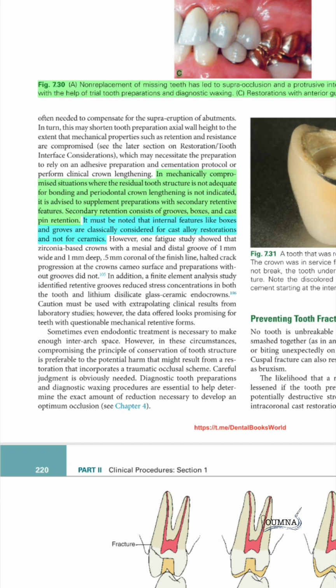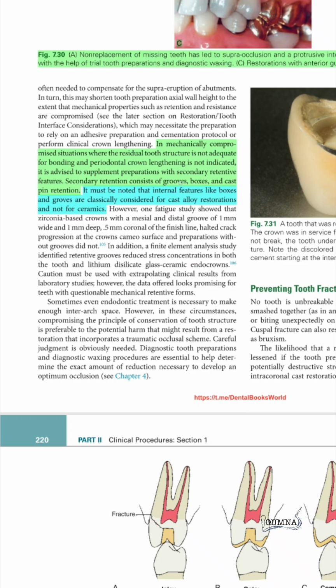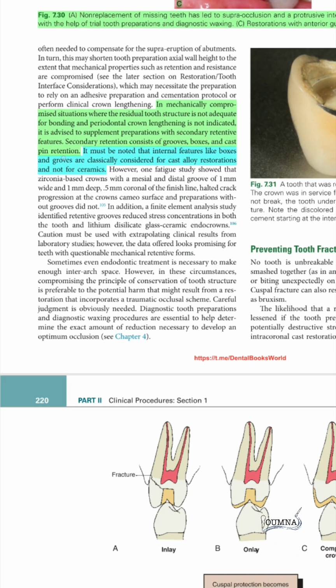When we have compromised teeth with insufficient residual tooth structure, and we are unable to do periodontal crown lengthening, we do what is called a supplemental preparation with secondary retentive features called grooves or boxes, or by using pin retention. These are used only for cast alloy restorations and not for ceramics.